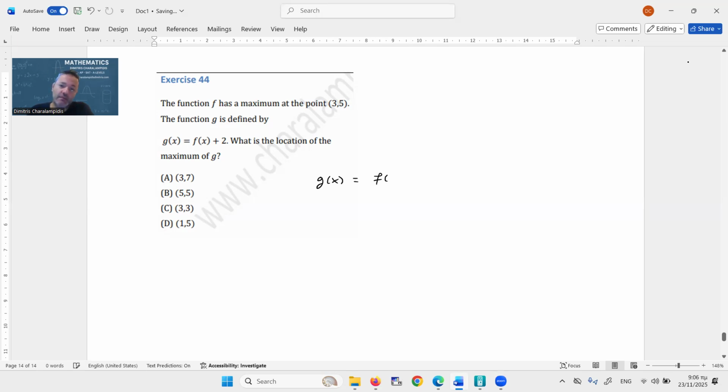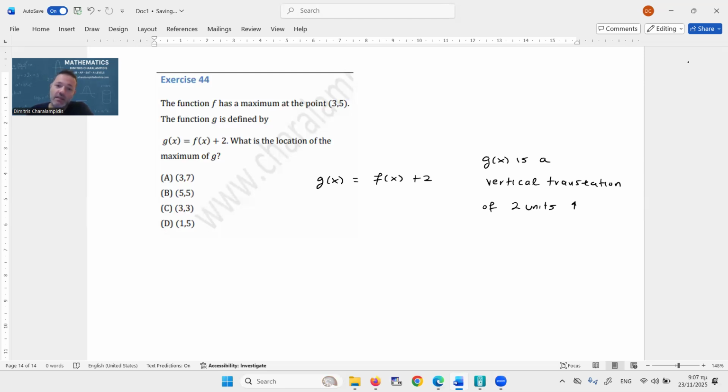g(x) is f(x) + 2. This means that g is a vertical translation of 2 units upwards of f. It's a vertical translation of f when it moves 2 units upwards. Let's see what that means.